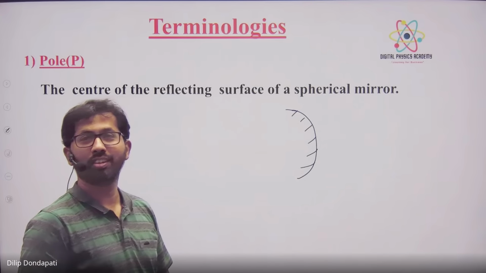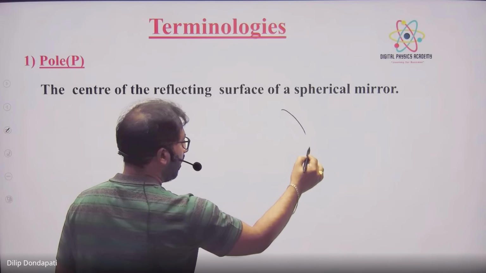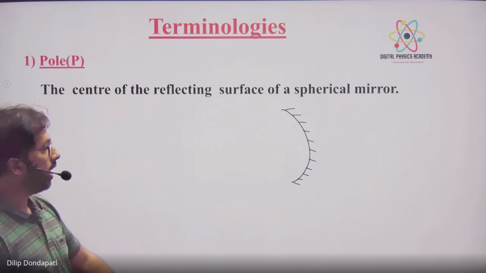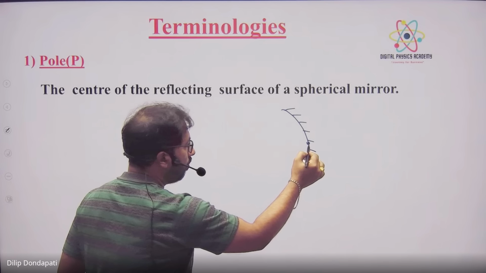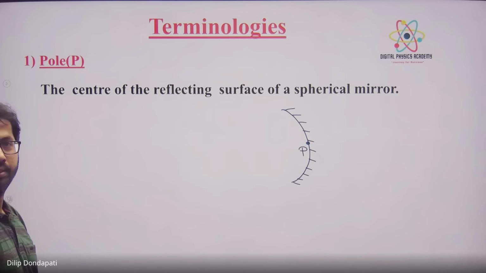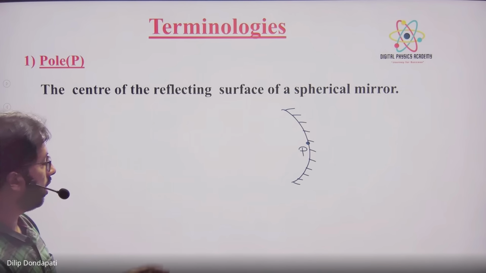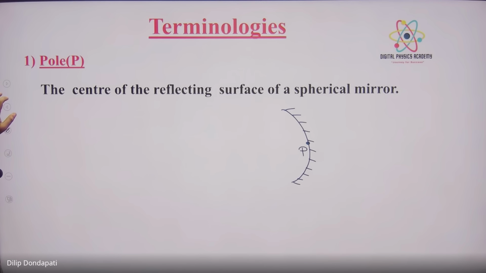Concave. Which one? Convex. Do you get it? Okay. Now I am taking the concave mirror. Concave, this is the reflecting surface, right? The central point of the reflecting surface we call as pole. This is called pole. So once we know the terminologies, only then can we talk about how it is and what it is.